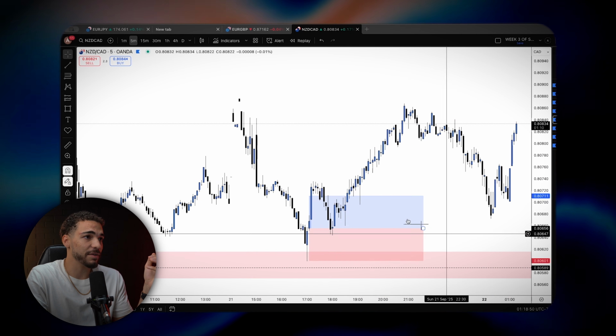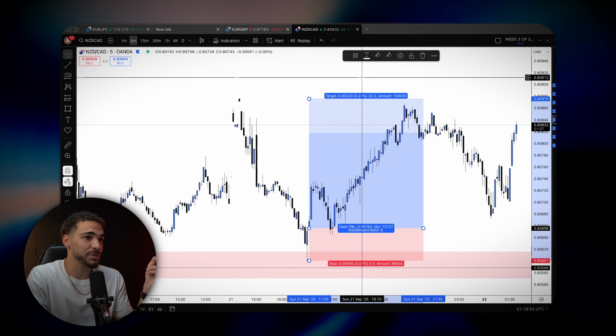So you guys can see we have this level over here. And then now we can target these highs resting over here. And just to show you guys proof, I'm actually in on this exact setup on my live account right now. And it's something that I had sent in my free Telegram like I always do.